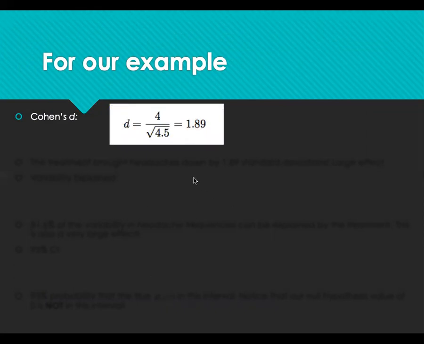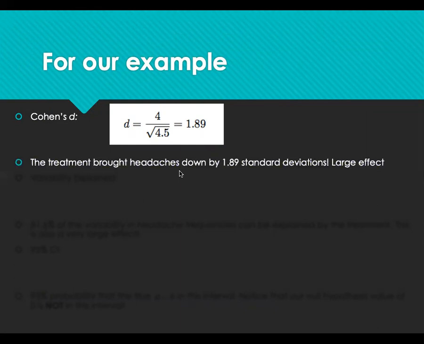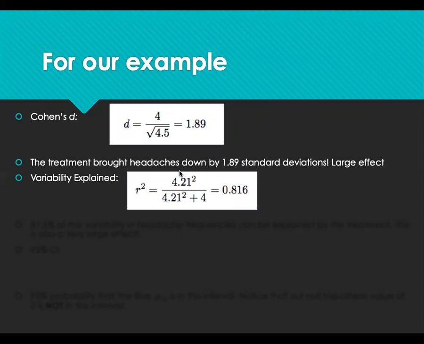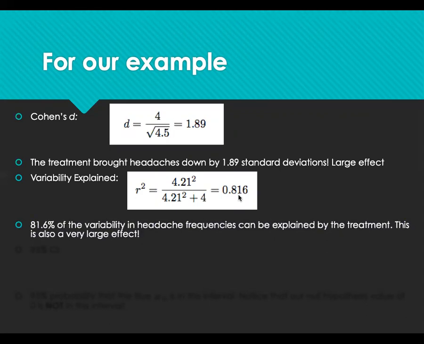So we've got a Cohen's d of 1.89 when you do the calculations. That means that the treatment brought headaches down by 1.89 standard deviations, and that's quite large. For percentage of variability explained, when you plug the numbers in, you get R squared equal to 0.816. What does that mean in English? It means that 81.6% of the variability in headache frequencies can be explained by the treatment. And just as you'd expect, that's also a very large effect.